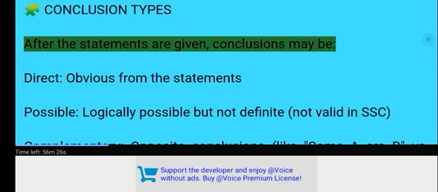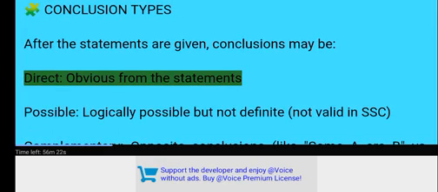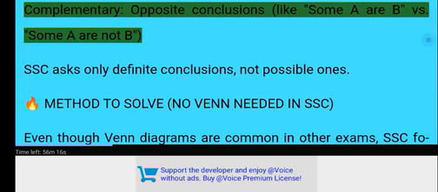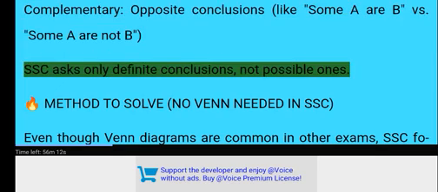Conclusion types. After the statements are given, conclusions may be direct, obvious from the statements. Possible: logically possible but not definite, not valid in SSC. Complementary: opposite conclusions like some A are B versus some A are not B. SSC asks only definite conclusions, not possible ones.